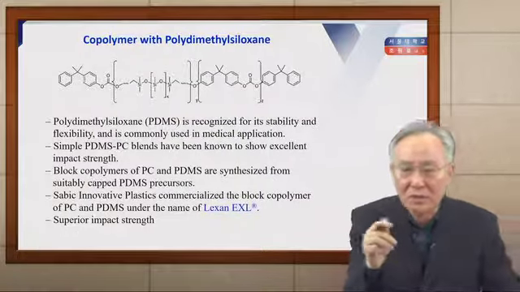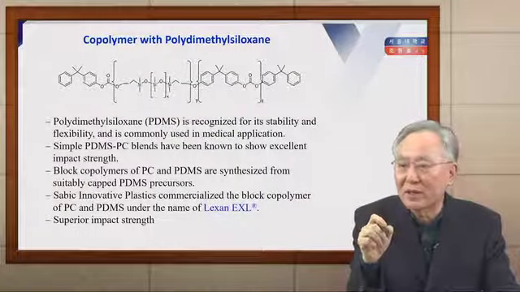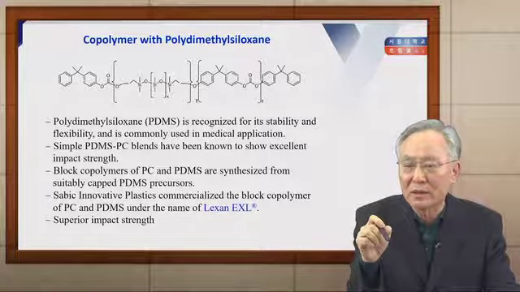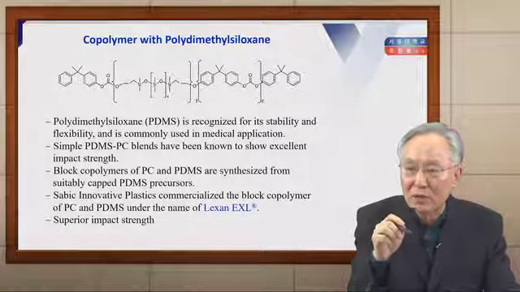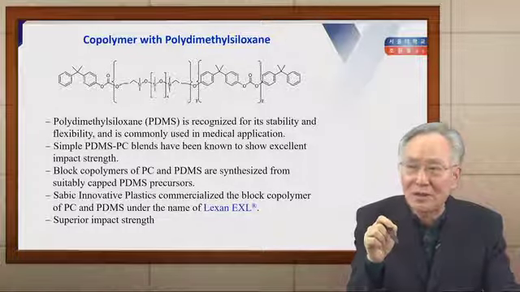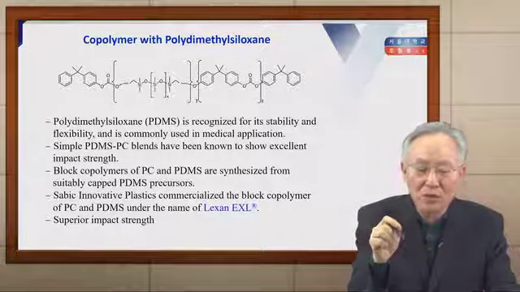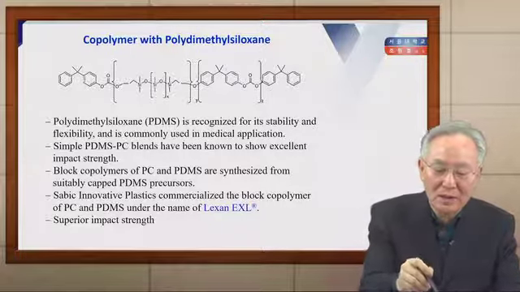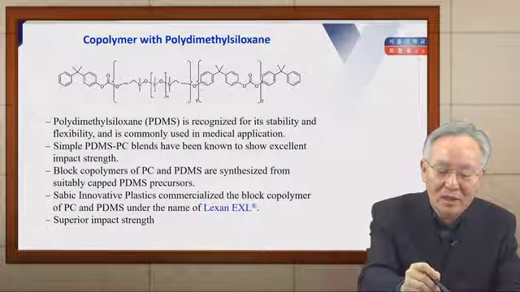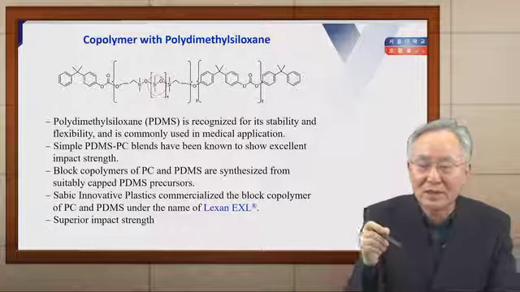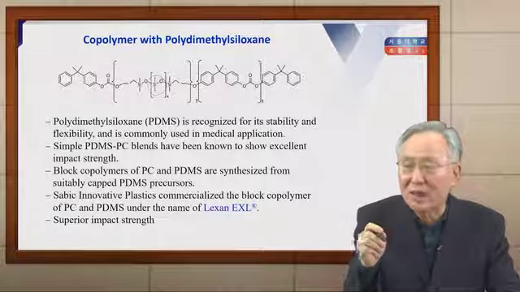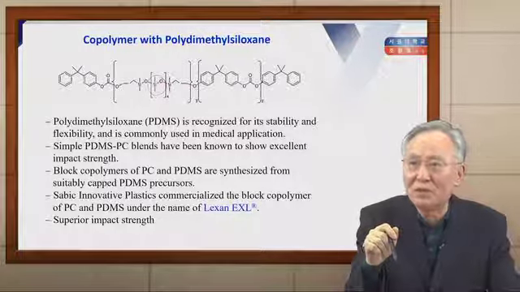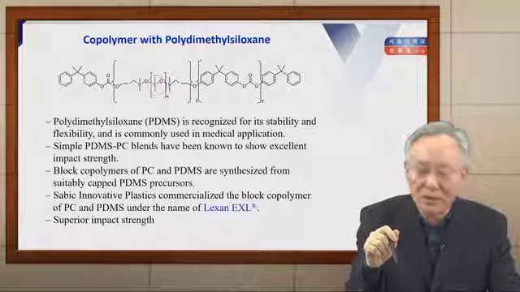Now, as I mentioned just before, polycarbonate has excellent impact strength. However, in order to further increase the impact strength of polycarbonate, you may use polydimethyl siloxanes. So polydimethyl siloxane is from dimethyl siloxane. This is polydimethyl siloxane. It is recognized for its stability and flexibility, and is commonly used in medical applications.